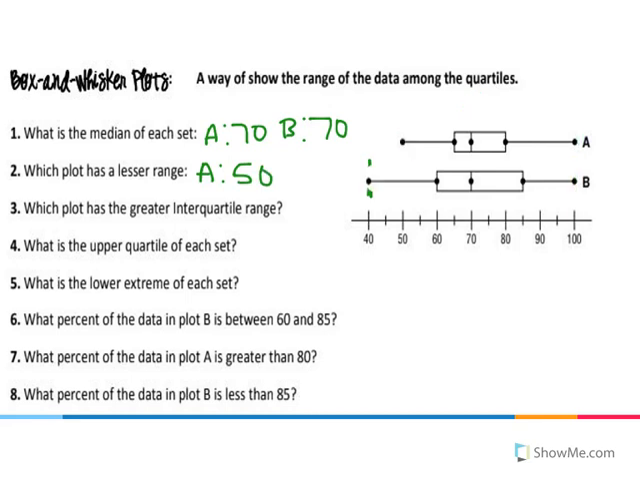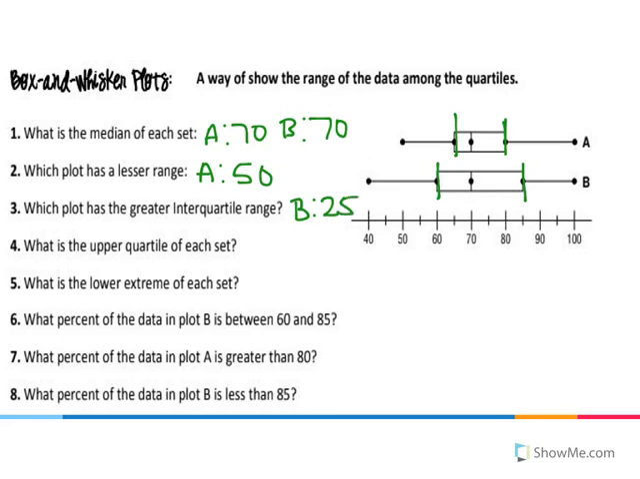All right, then we look at our next one. Which plot has the greater interquartile range? So now we're looking at our Q3 minus our Q1, which is 80 minus 65, which is 15. And then we have our next one, which is 85 minus 60, so 25. So B has the greater interquartile range of 25.